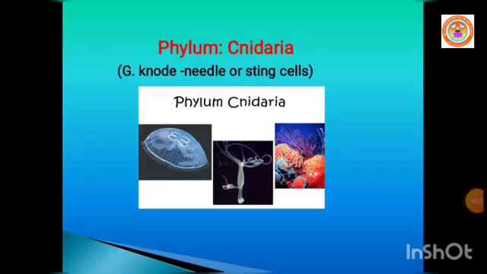Good morning, dear students. Today we are continuing the classification of kingdom Animalia, the non-chordates, invertebrata. In the previous session, you might have understood about Phylum Porifera and their characteristic features with many examples. Today we are continuing with Phylum Cnidaria. In Greek, cnide means needle or stinging cells.